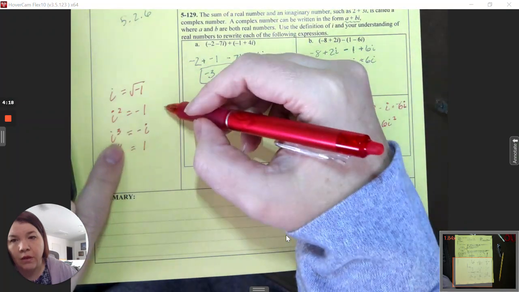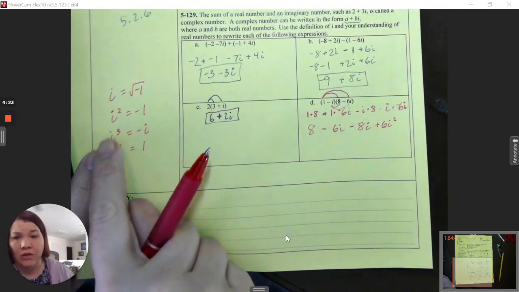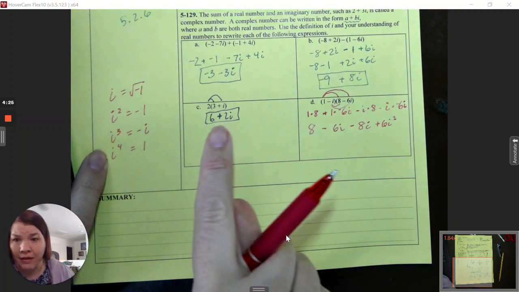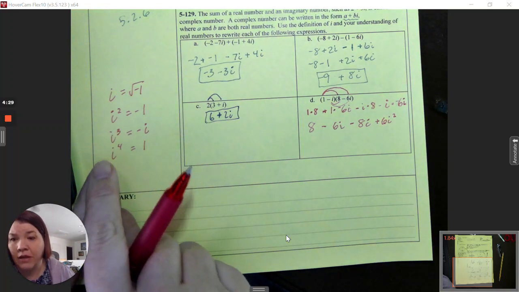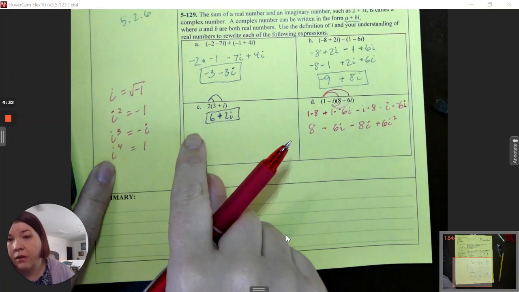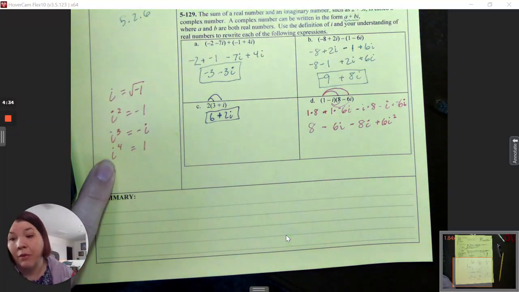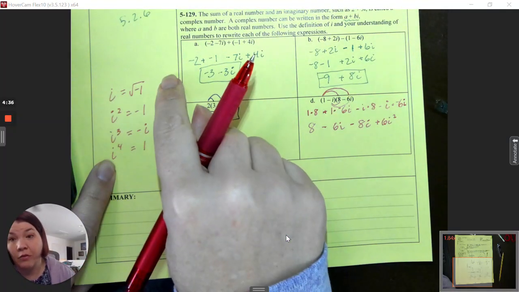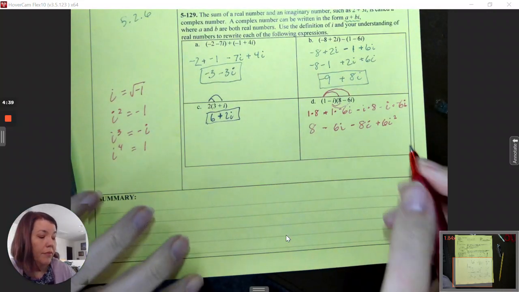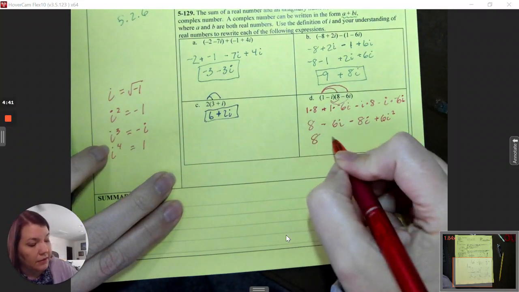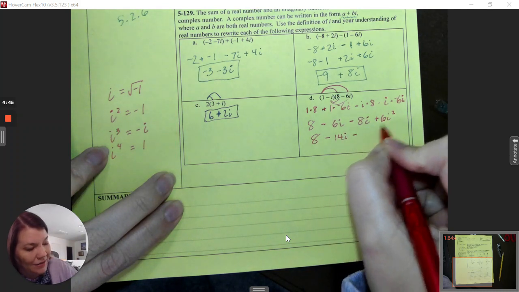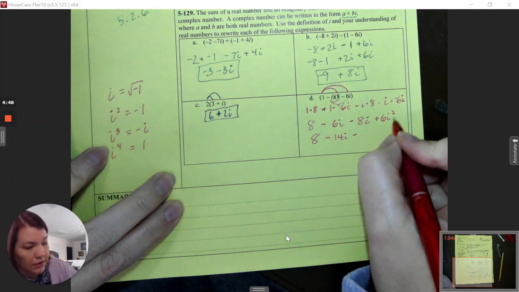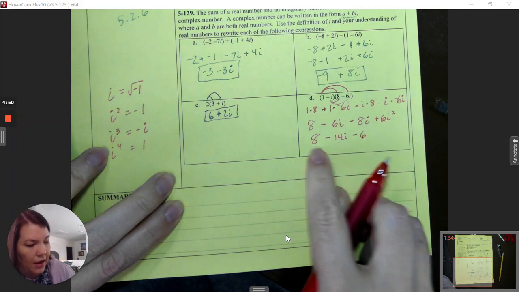And so think about i cubed, which is i squared times i, so -1 times i. And i to the 4th is i squared times i squared, so -1 times -1. By the way, these are the only answers I'll ever get when I have i, because after i to the 4th, the 5th goes back to the start. So anyway, back here I have 8 minus 14i, minus, because i squared is -1, 6 times -1, minus 6. 8 minus 6 is 2.